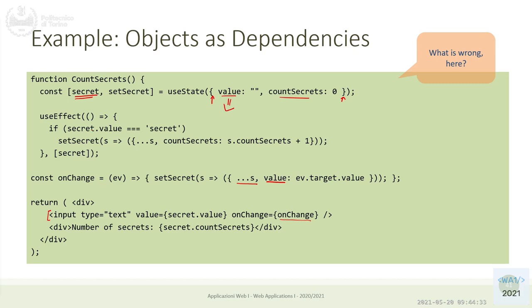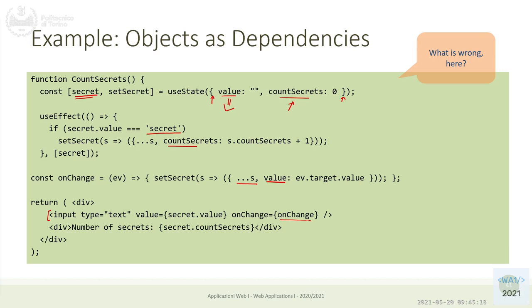And then we have an effect that will count every time, not every change, but every time the secret value is a secret. So if the user enters the right password, the right secret string, then you can increase this count. So we are updating the other component of the state. So instead of having two separate state variables, we, let's say, collapse all this information into one object. And we update each property of this object separately in different moments.